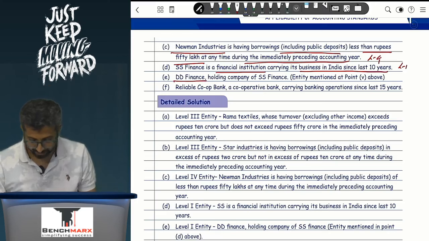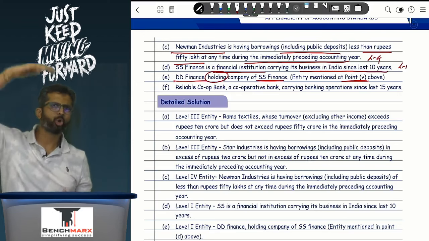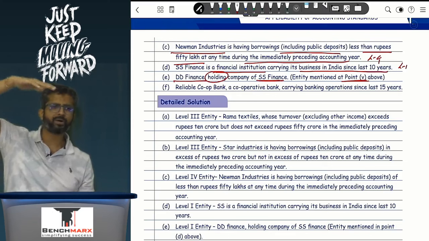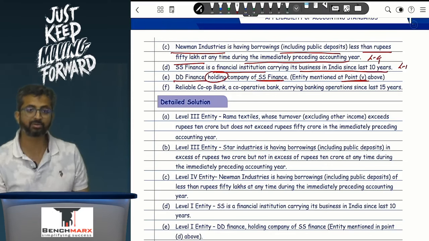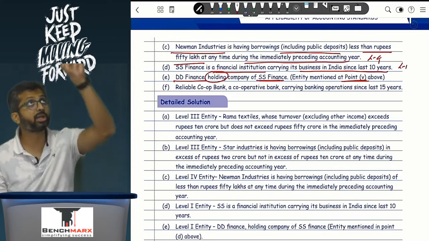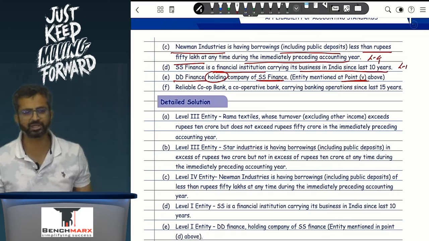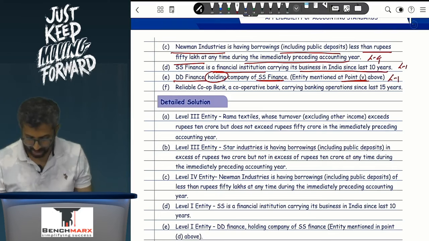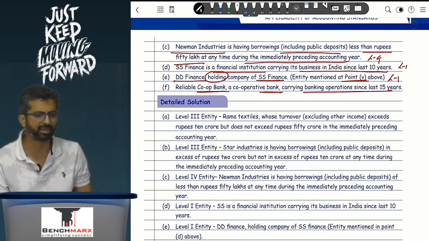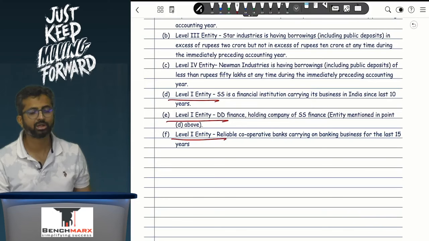Now, DD Finance is a holding company of SS Finance, the entity mentioned in point 5 above. What did we say? Holding company as well as subsidiary company of a level 1 company. Like when COVID happened, if one person gets COVID, the entire house is quarantined. It is the same logic. If one of them is level 1, then the holding will also be level 1, and the subsidiary will also be level 1. Yes or no? So, DD Finance, which is a holding company of SS Finance, what do you think? Level 1. And Reliable Cooperative Bank, a cooperative bank carrying on banking operations since the last 15 years. This will be level 1. Are we clear with this?